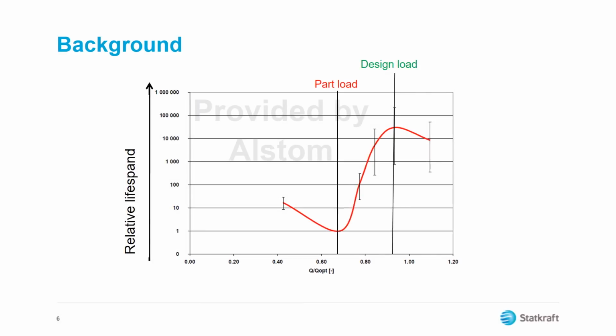This chart, provided by the turbine runner supplier Alstom, shows clearly the effects of part load on the potential lifespan of a runner. 50,000 times longer life expectancy for a runner only working at best point efficiency instead of at part load.